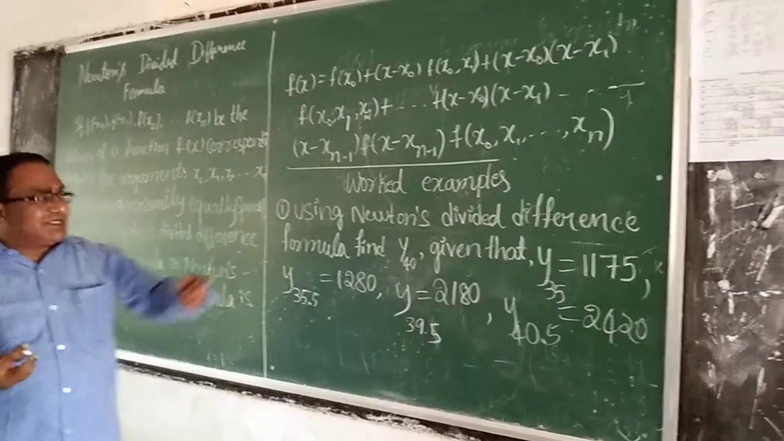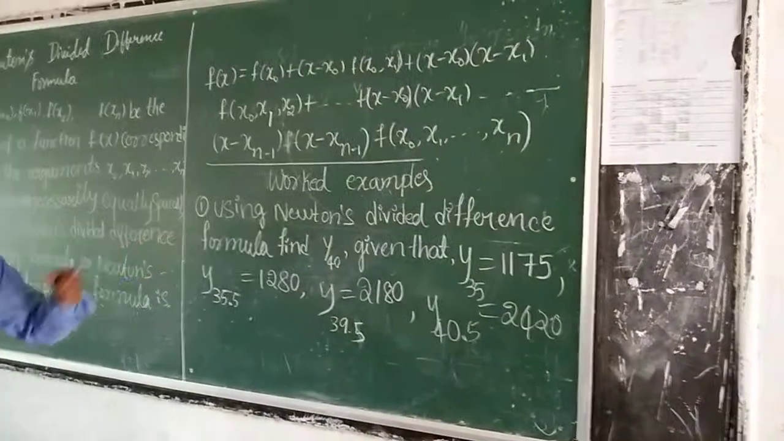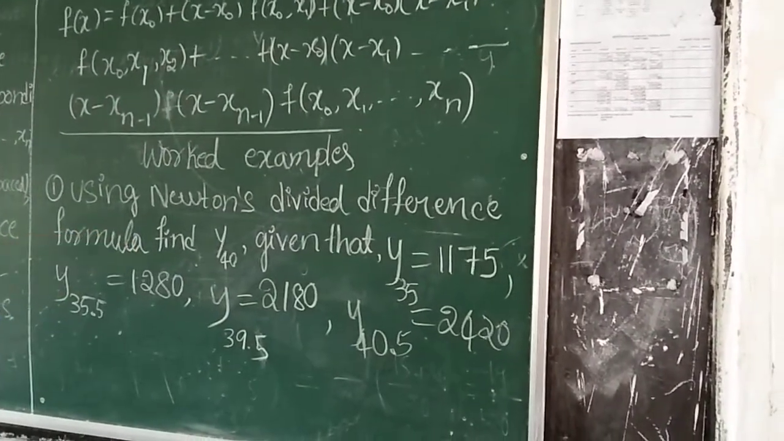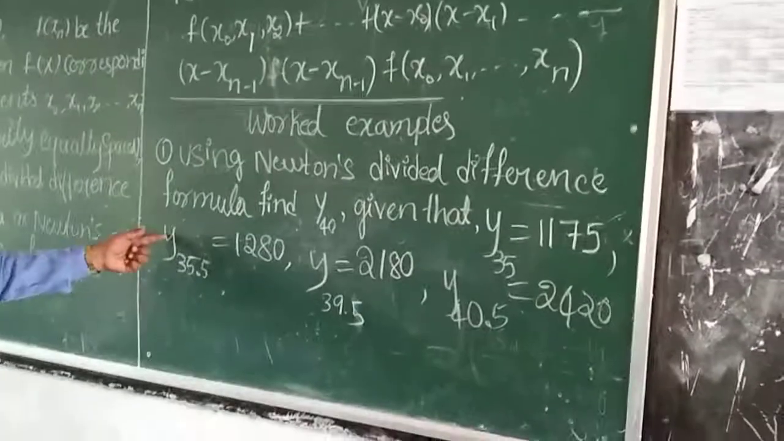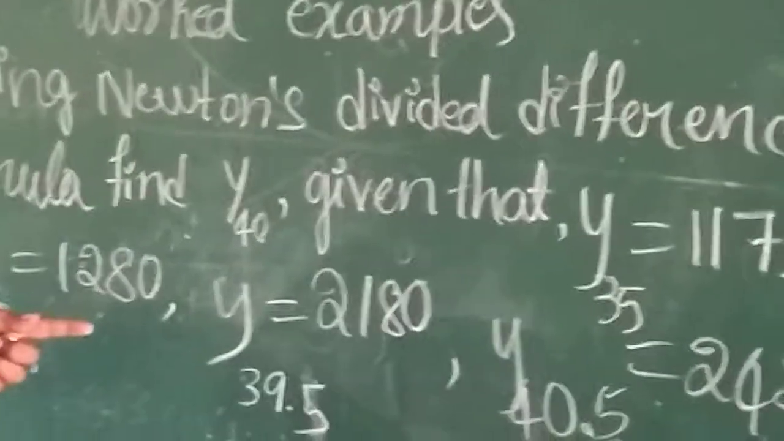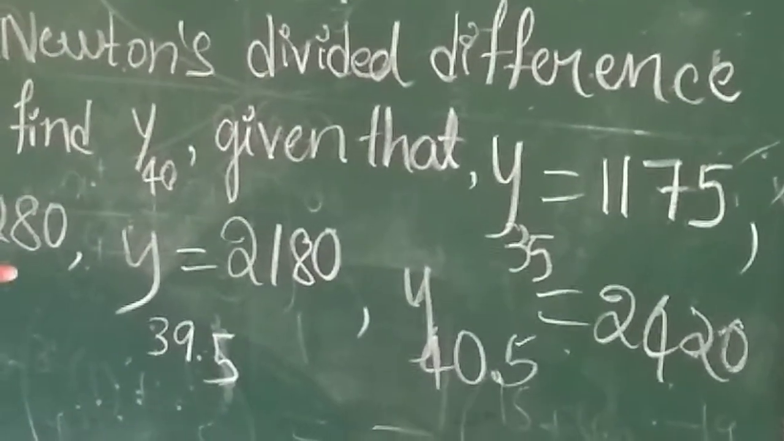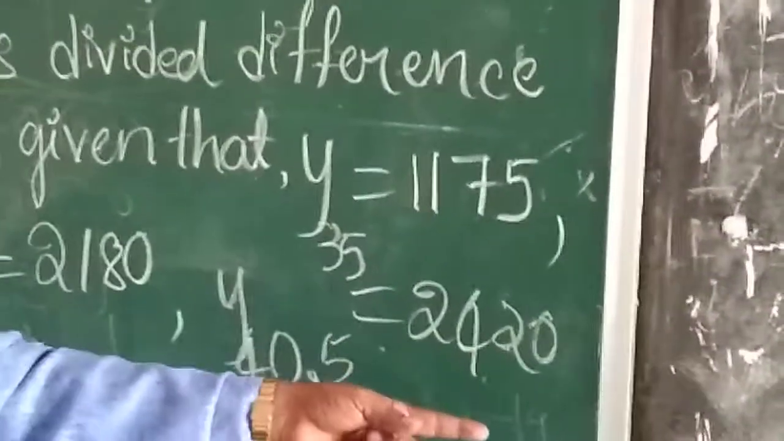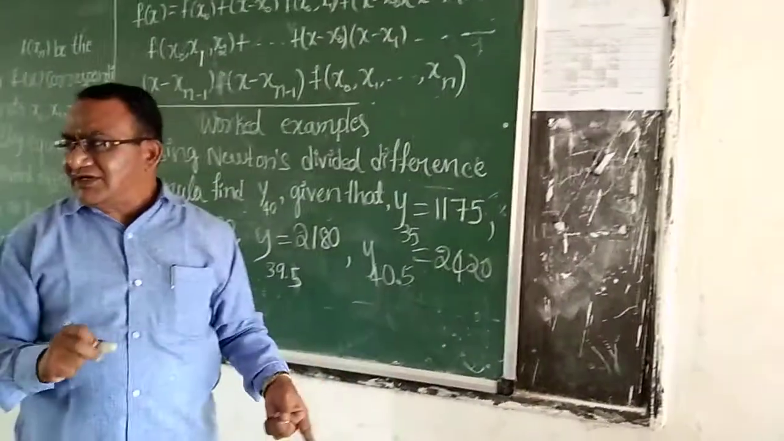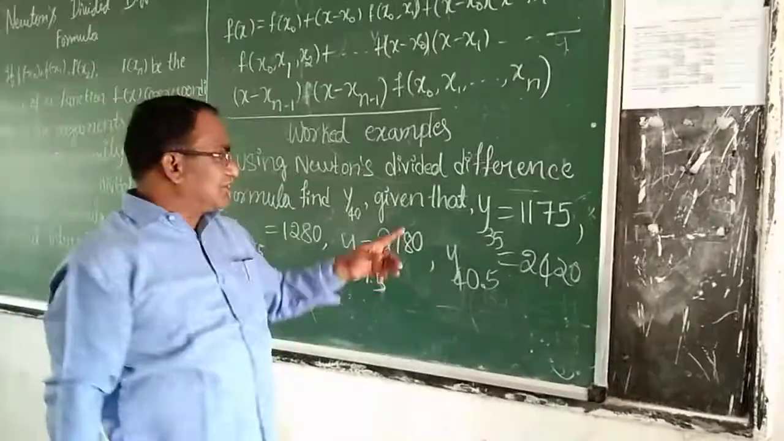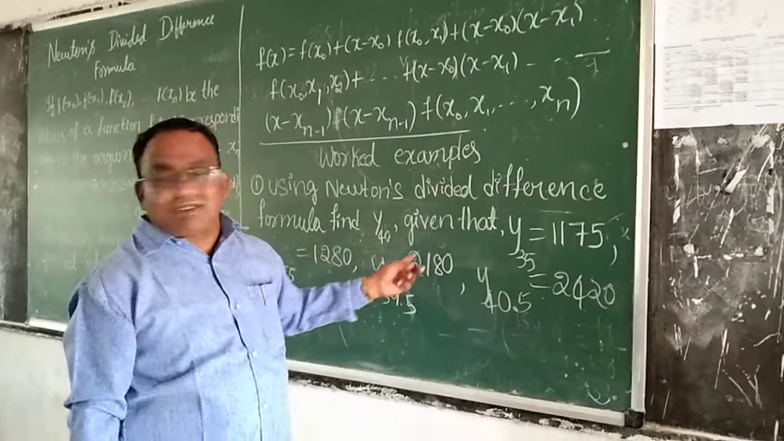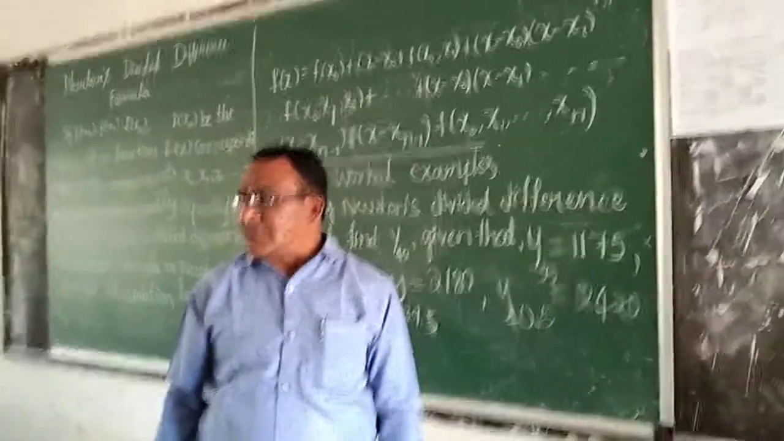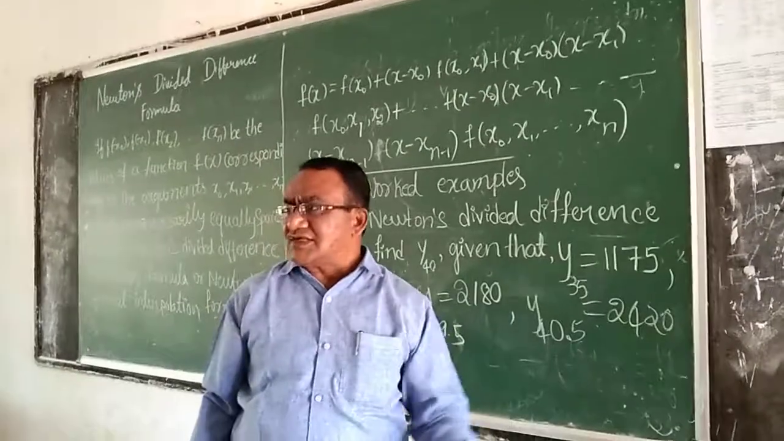Using Newton's divided difference formula, find y for the given data. Given that y at 35 is 1175, y at 35.5 is 1280, y at 39.5 is 2980, y at 40.5 is 2420. These are the given data. With the help of this, we want to find y at 40 using Newton's divided difference formula. Okay, let me solve this example here.